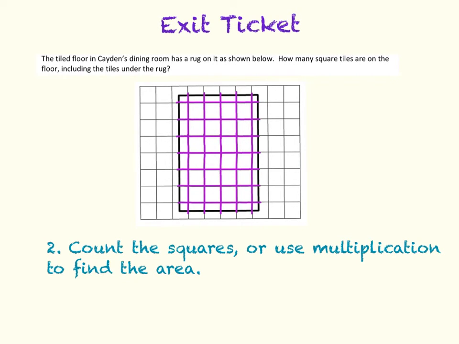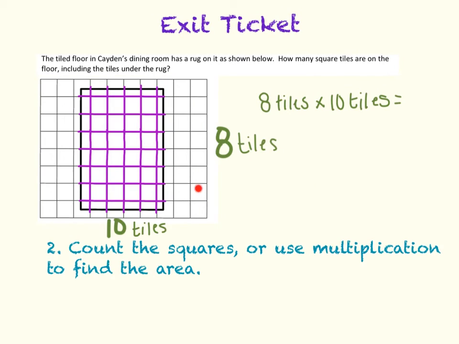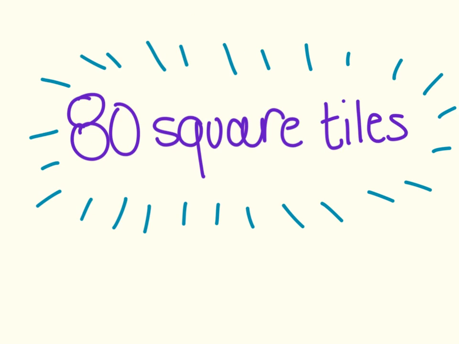For this problem, it's easier to use multiplication because there's so many squares. Counting them would take a lot longer than multiplying them. So now if we count the side tiles, or height, we get 8 tiles. And if we count the bottom, or the width, we get 10 tiles. And we multiply those to get 80 square tiles.